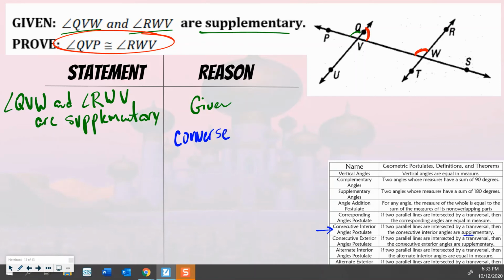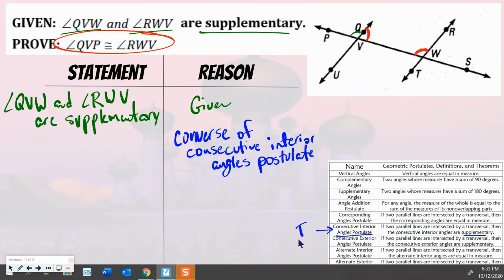The converse of the consecutive interior angles postulate is true, because this is an if and only if statement. That statement works forwards and backwards, so I'm using it backwards. I'm using the converse of that postulate right now. So that is telling me that those two lines are parallel.